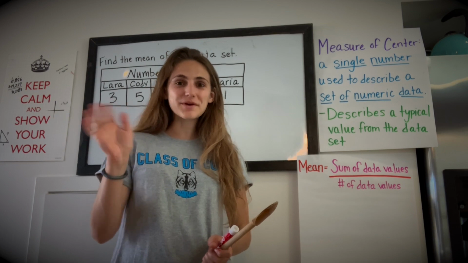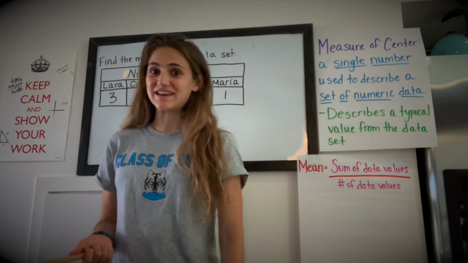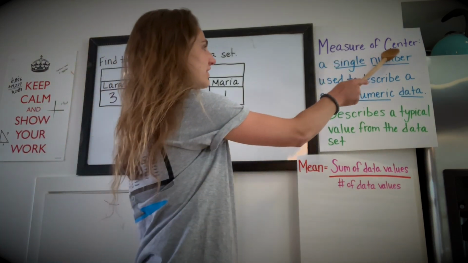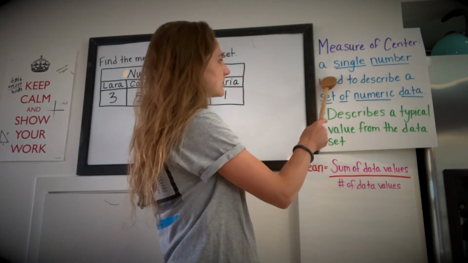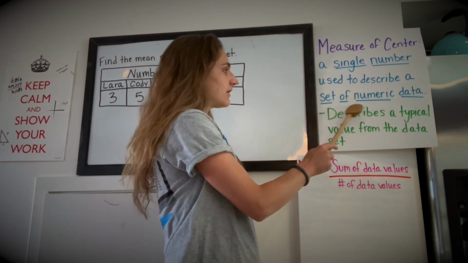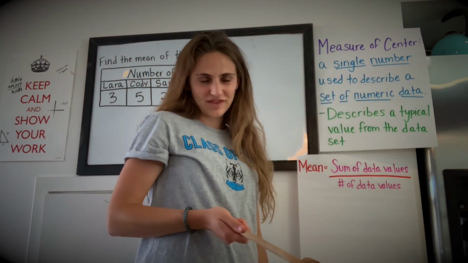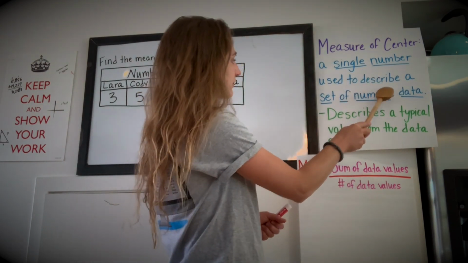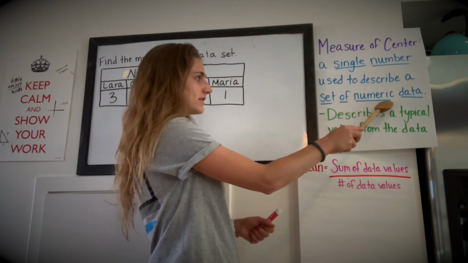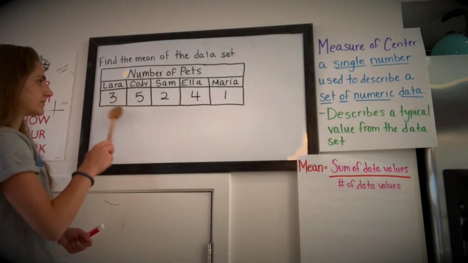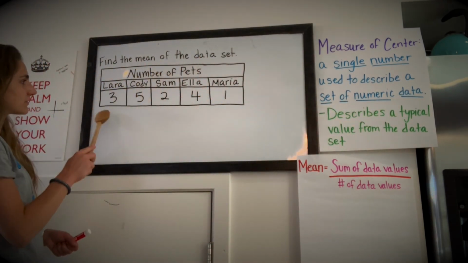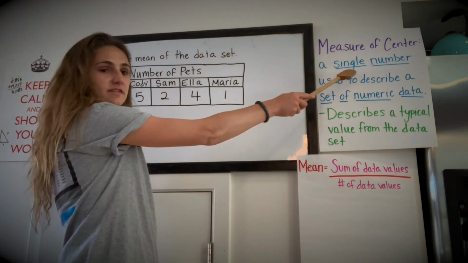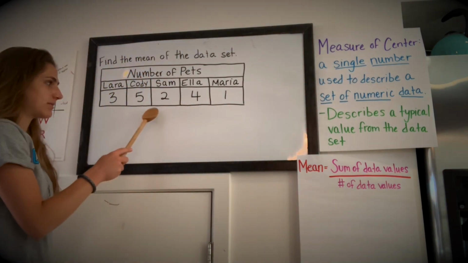Hi everybody, today we are going to be talking about finding the mean of a data set. So let's break down what that means. The mean is a type of measure of center, and measures of center are a single number used to describe a set of numeric data. Let's break down what that means. Well, a single number, that means it's just one number used to describe a set of numeric data. Well, a set of numeric data is a data set. It looks like this. So a measure of center takes a data set that has many different numbers, and it gives us a single number that can be used to describe this data set.